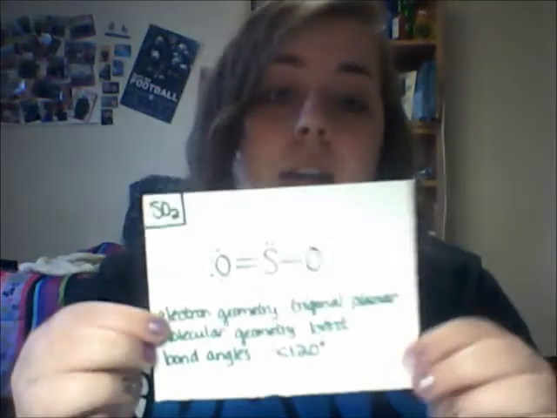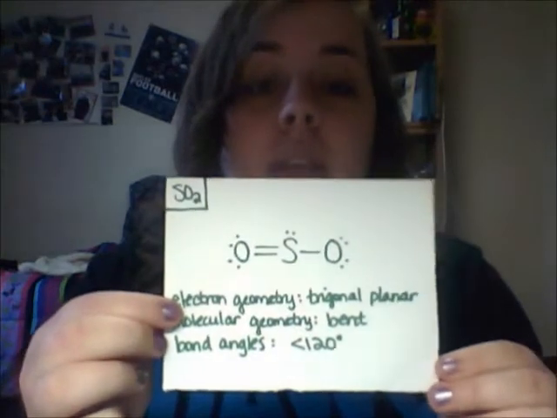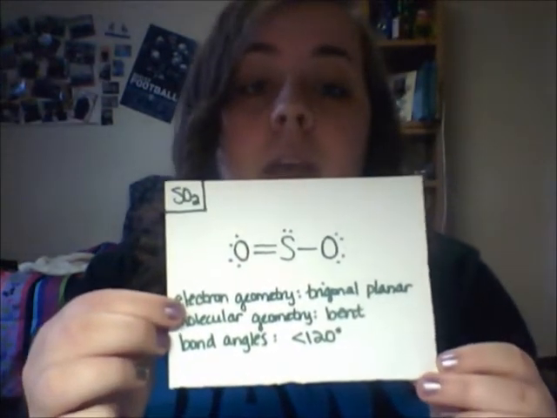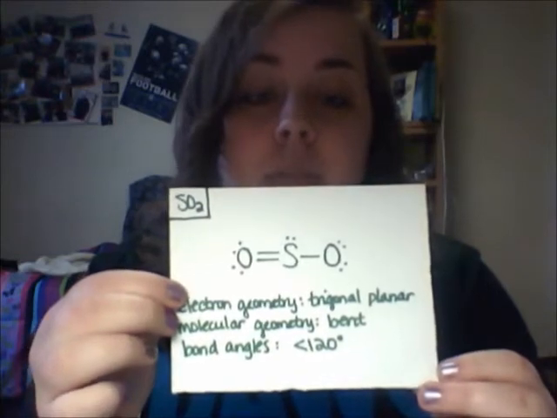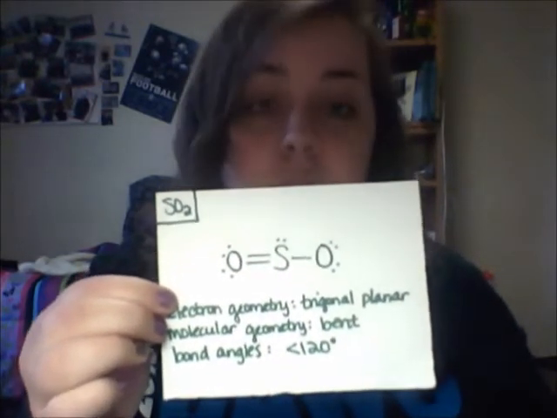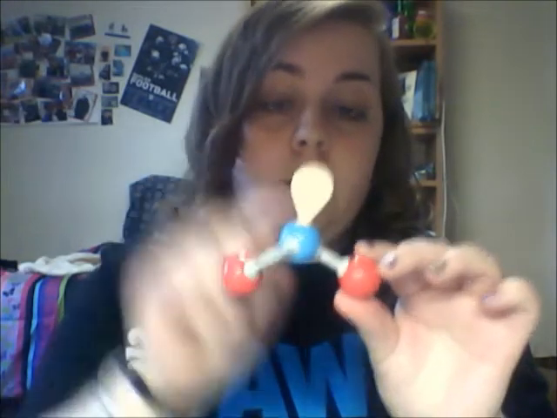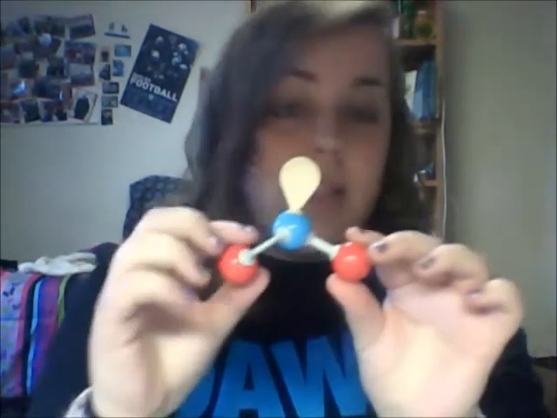We also have sulfur dioxide, or SO2. The electron geometry is trigonal planar again because there are three electron groups. However, the molecular geometry is bent, and the bond angles are less than 120 degrees, as can be seen by this model. There are two bonding groups, but since there is one lone pair, it is a bent shape, making the angles less than 120 degrees.